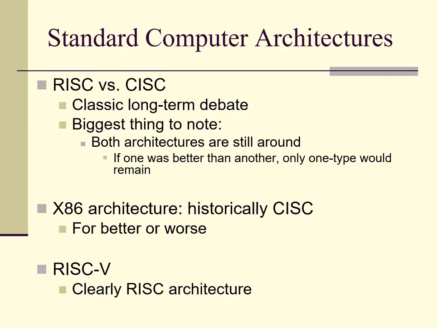CISC and RISC are still around. The big thing here is that the x86 architecture, which is what the PC uses, has historically been a CISC architecture, and for better or worse, because they always made it backwards compatible, they just kept it as a CISC architecture. I say for better or worse because there are some issues associated with that. So yes, we're using RISC-V. Clearly it's a RISC architecture.